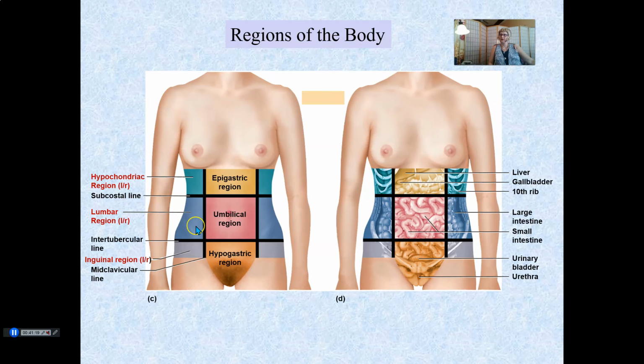Now, the inguinal region has many names. They also call it the iliac region, so you may see it in other books as the iliac region or inguinal region. The layman term is the groin. Now, hypogastric means below the stomach, below the umbilical. Hypo means below, so the hypogastric region includes, if you look on this PowerPoint slide, the urinary bladder and the urethra. Okay, let's keep going.